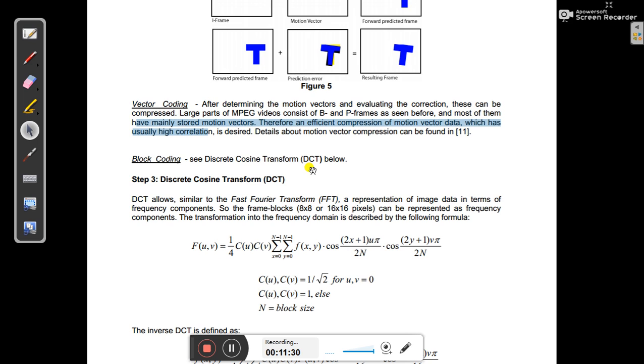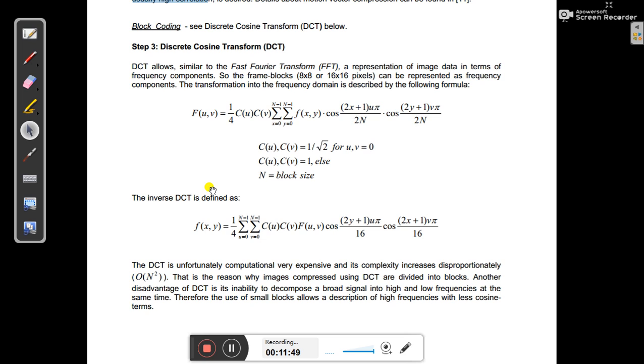So we need efficient compression of those motion vector data, using a different compression technique. After that, it will go for block coding. See discrete cosine transform below. In that step, we go for the discrete cosine transform, which has also been discussed in the case of JPEG. It is almost the same as JPEG, DCT or discrete cosine transform.